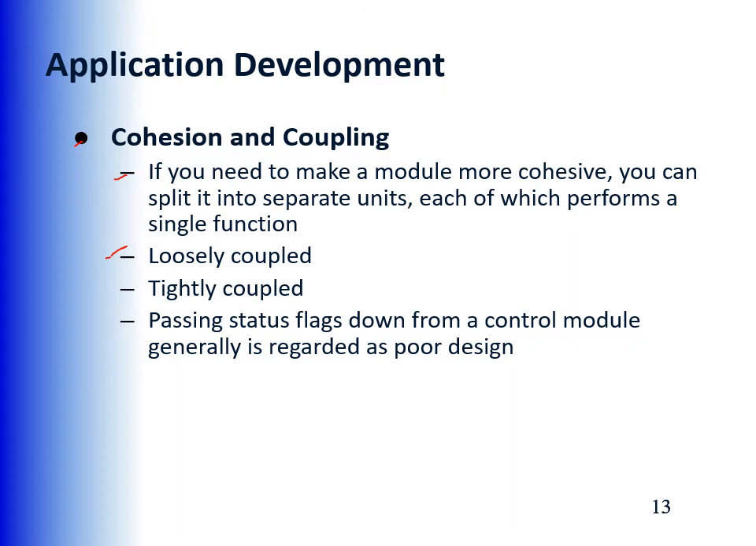If modules are tightly coupled, one module is linked to internal logic contained in another module. So for that reason, passing a status flag down as a message from a control module is generally regarded as poor design. It is better to have subordinate modules handling processing tasks as independently as possible to avoid a cascade effect of logic errors in the control module.